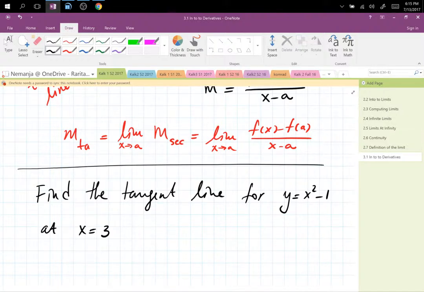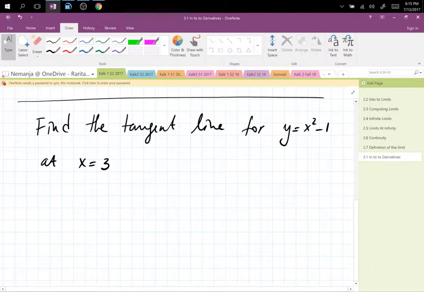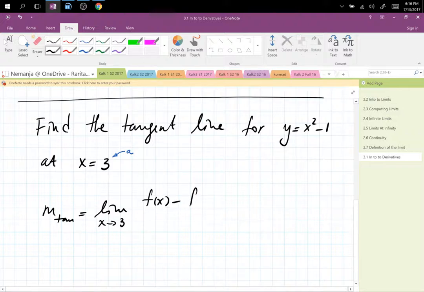So how do we do this? Well, we have the formula. Now, guys, this value 3 is your a. That's what a is. So now we have the formula that the slope of the tangent line is the limit as x approaches, in this case, 3, of f of x minus f of 3 divided by x minus 3. And now you compute this.